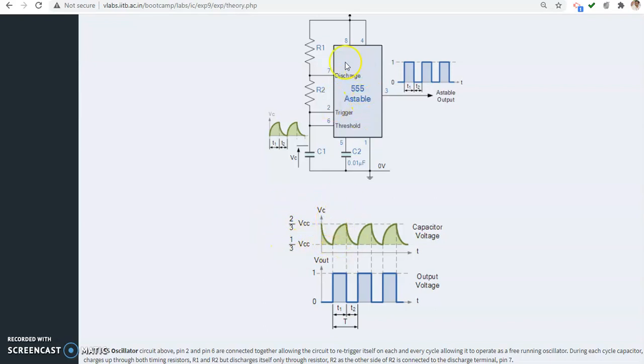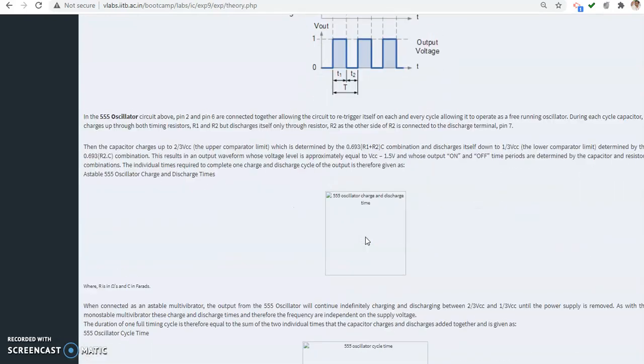Okay, inside the 555 timer, there are three resistances used. The bottom side first resistance value is 1 by 3, the second is 2 by 3, that is denoted. Okay, so during the charging time it is on, and during the discharging time it's off. So you can read it.